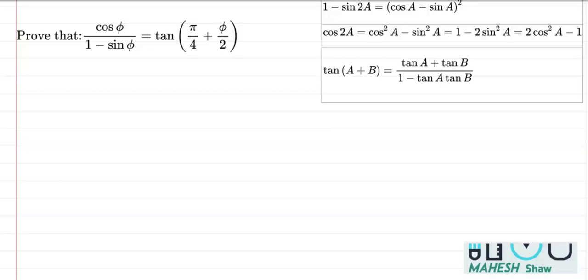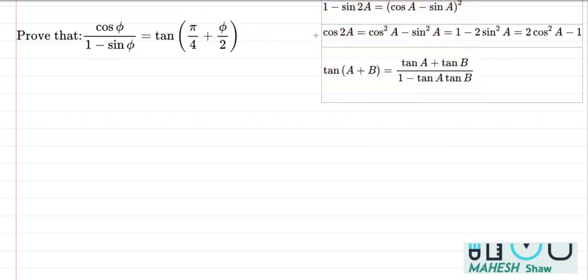We have one question from the chapter Trigonometric Function, class 11. In this question, we have to prove that cos phi over 1 minus sin phi is equal to tan of pi by 4 plus phi by 2. Now, for this, we are going to apply these three identities.